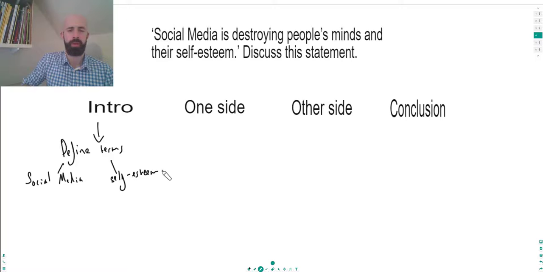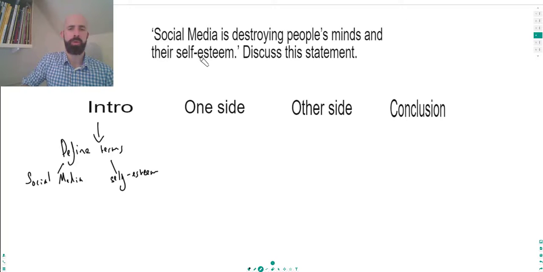So social media, I find a definition for that. Internet platforms that allow people to share content, photos, commentary, something like that. Self-esteem, how people feel about themselves, how good they feel on a day-to-day basis. So I would attempt to define those terms initially, just so we know what we're working with.